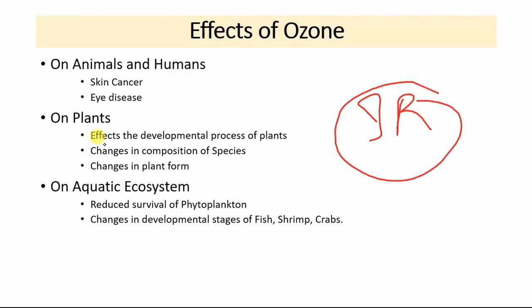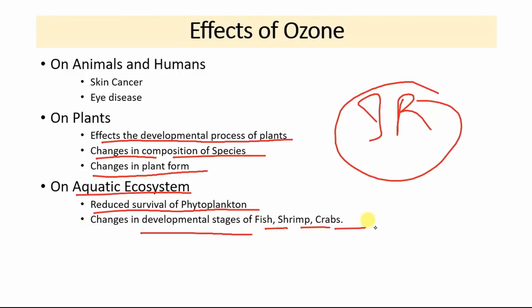And on the plants, they affect the developmental process of plants. They result in changes in composition of species, changes in the plant forms. Their effects on aquatic ecosystem, that is reduced survival of phytoplanktons, changes in the developmental stage of fish, shrimps, crabs, etc. So that's all for the video related to ozone.